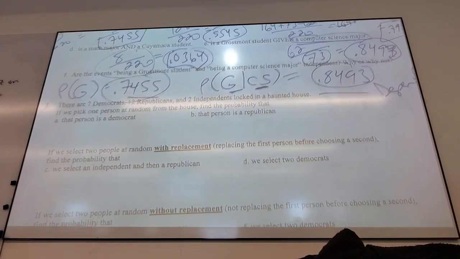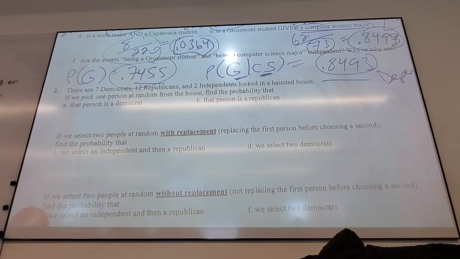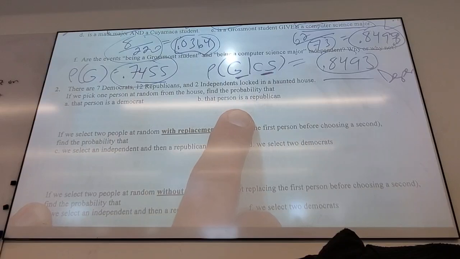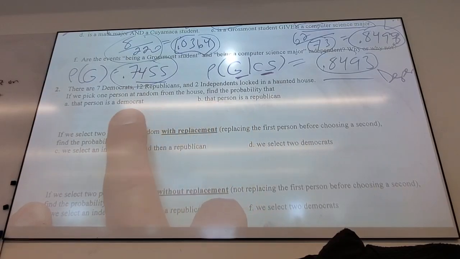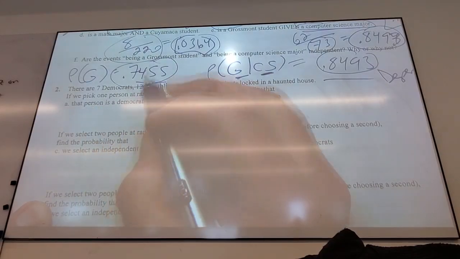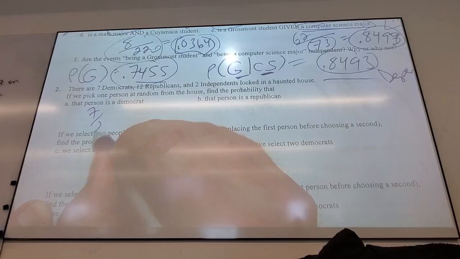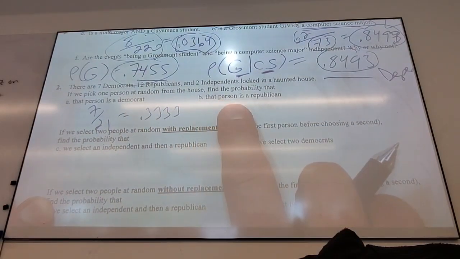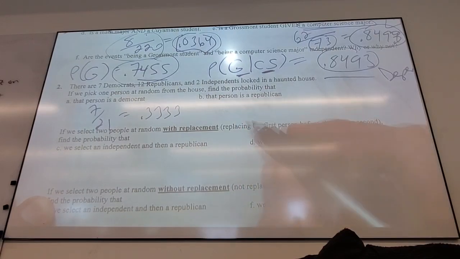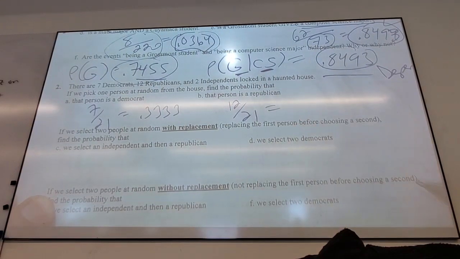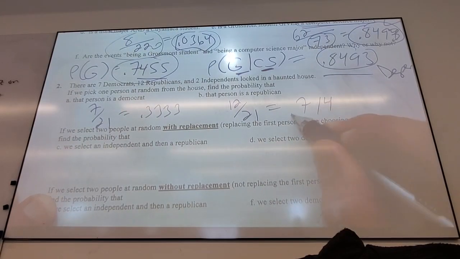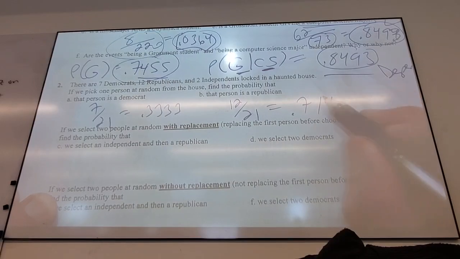All right, let's talk about the haunted house. The first two questions should be really, really simple. How many people do I have in the house? 21. And what's the probability that I pick a Democrat? 7 out of 21, which is 0.3333. What's the probability I pick a Republican? 12 out of 21, which is 0.5714.